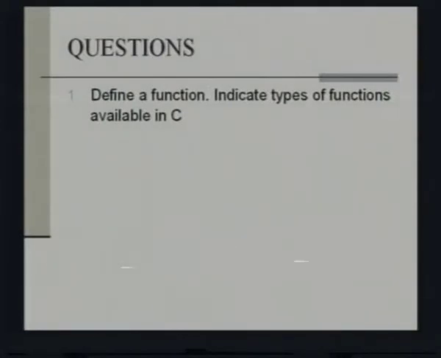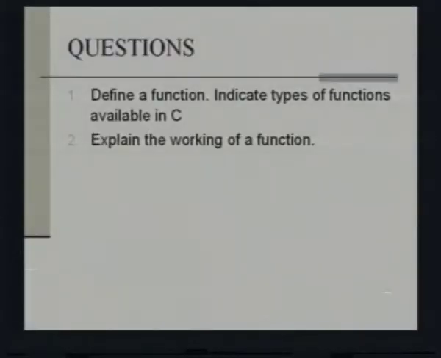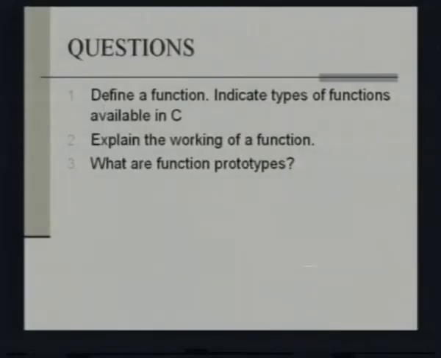Now, what are the questions that can possibly be asked from this? How do you define a function? We know we define a function with its return type, name and argument list. The types of functions, normally we should say, are library functions and user defined functions. The working of a function we have seen: you have the function prototype, the function declaration, the function call, then the function definition. So what is a function prototype? It is a model of the function that is to be defined. It helps the compiler to check the correctness of a function. It has a return type, the function name, the argument list, and it has to be terminated by a semicolon.